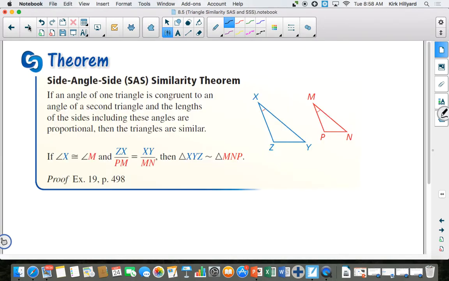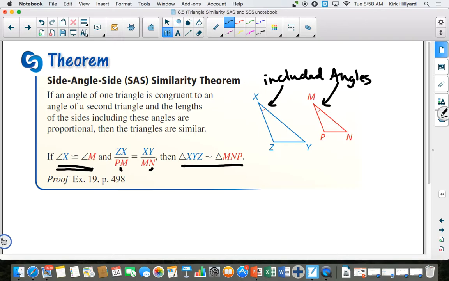The other theorem today is the side angle side. So we have two angles, and those angles are called the included angles. And those are the angles that are in between the sides that we're checking if they're proportionate. So just like on the last one, we have two sides here that are proportionate, and then we have two angles that are congruent. So ZX would have to be proportionate to PM, and then the angles are congruent, and then YX is to NM. And you'd set that up, and if you have the proportionates and the angles that are congruent, then you have the two triangles that are similar.